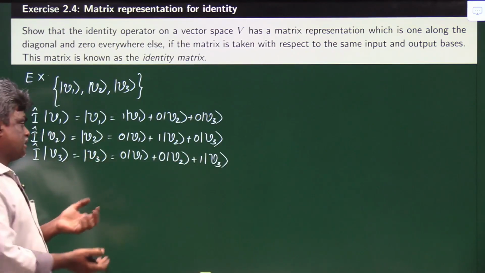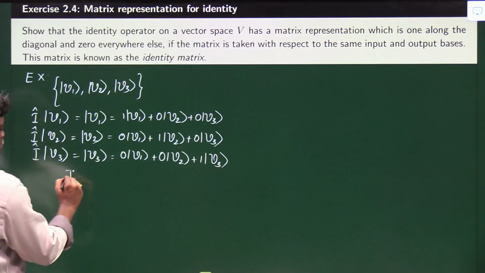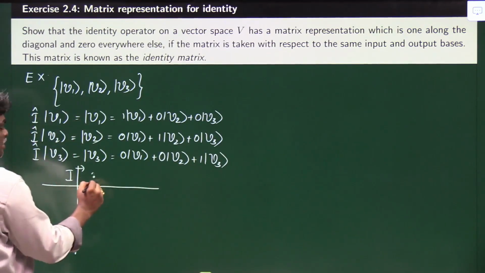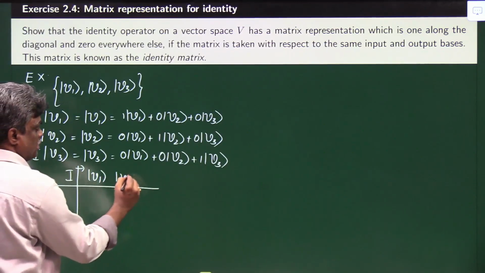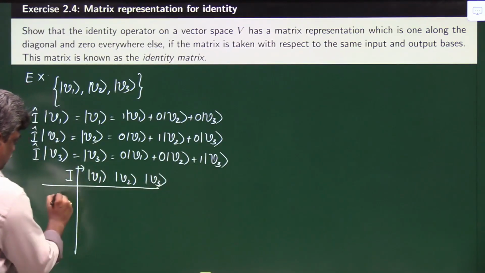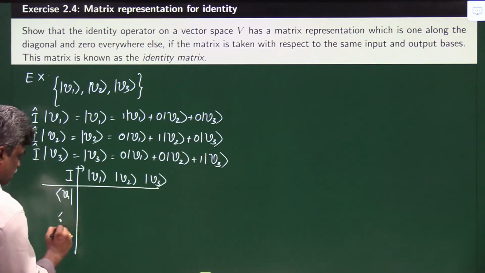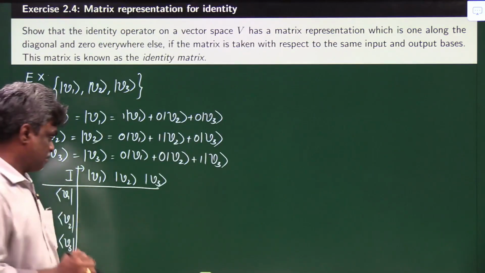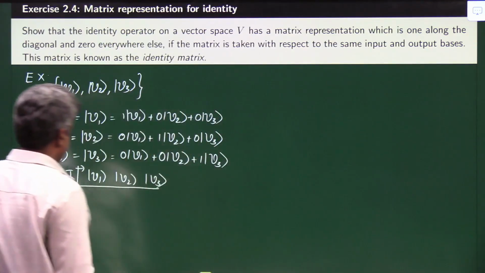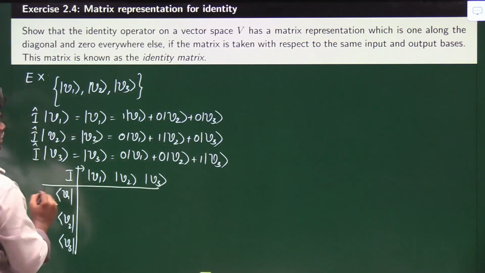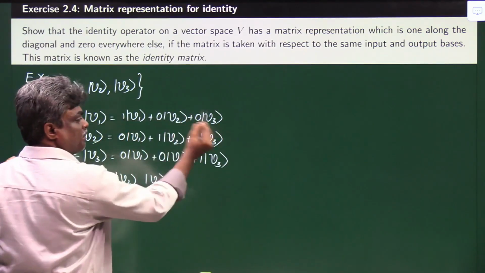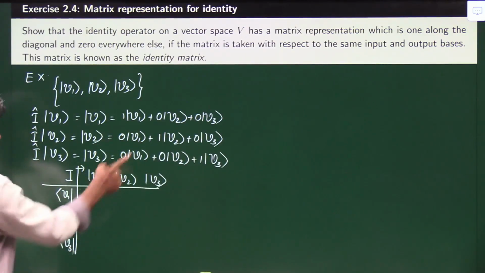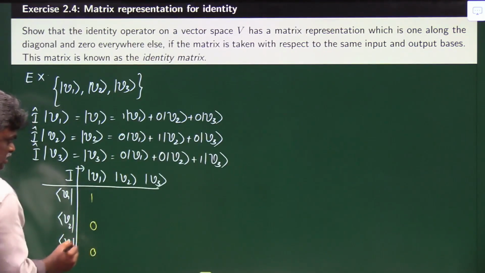So if you write this in the matrix representation, this is the identity operator, and here we have input bases V1, V2 and V3, and here we have output bases V1, V2 and V3. So here input and output bases are both the same. Now see, if I operates on V1, we get a linear combination of V1, V2, V3. So here it is 1 V1, this is V1, that's why it's 1, and 0 V2, and this is also 0.